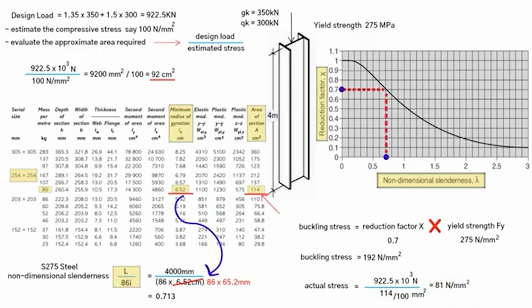The above column would be safe, but not very economic as the loads produce a stress which is less than half the compressive strength of the column. It is worth trying a smaller section in this case.